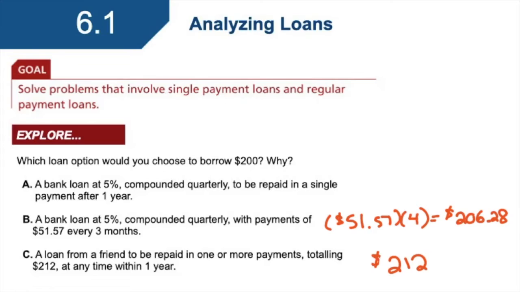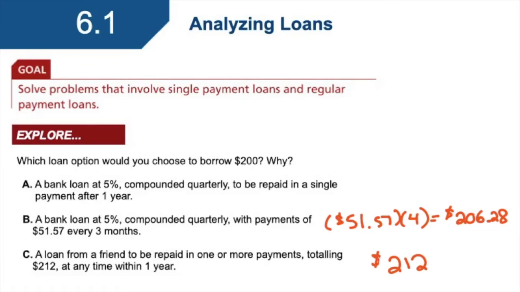So at this point, advantage to the bank for needing less money in total, but the disadvantage with the bank in this situation is that at the end of 3 months, you have to have $51.57. You can't delay it for a week. You can't pay them early. You pay them on their schedule.